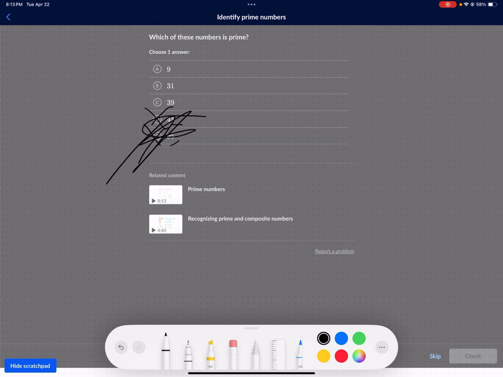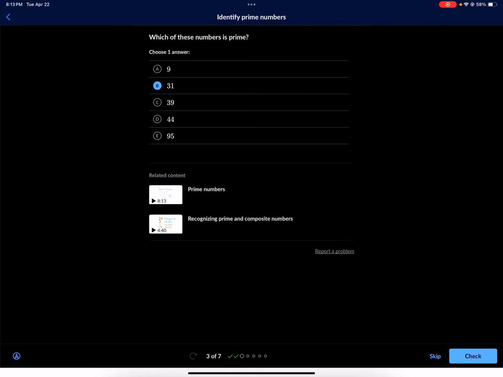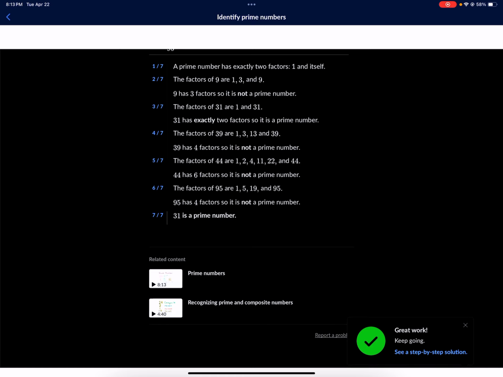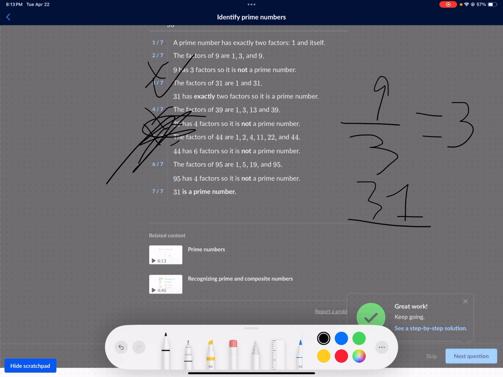Alright, now let's figure out A, B, and C. For 9, we determined there's a factor of 3 in the last one, so this one is wrong. 31. How about that? There's nothing. So B is right, and 39 over 3 is 13, so it is B. If you got that right, good job. Here are the factors and videos. Otherwise, happy studying.